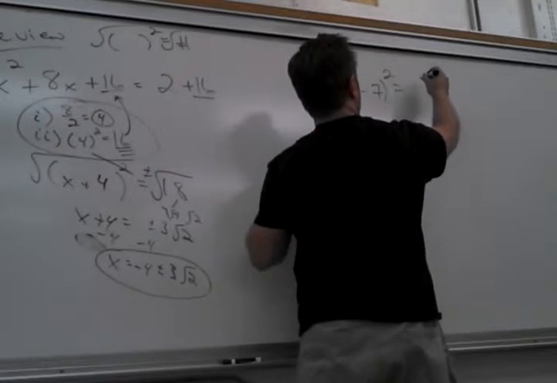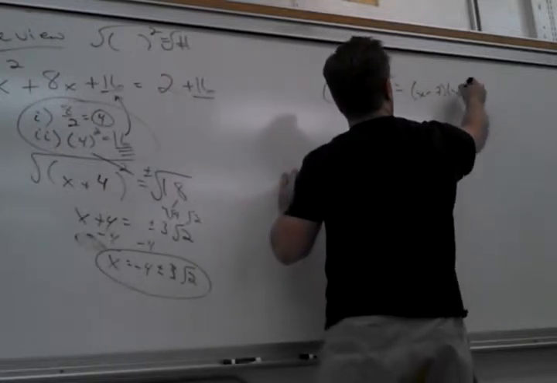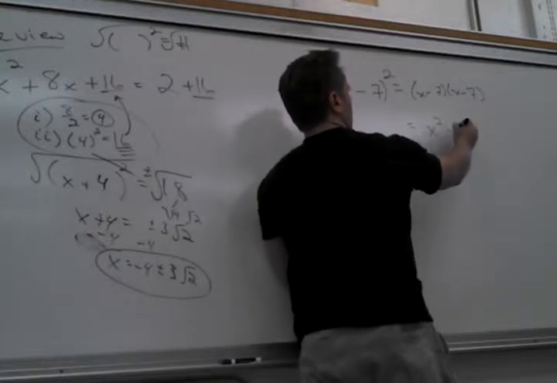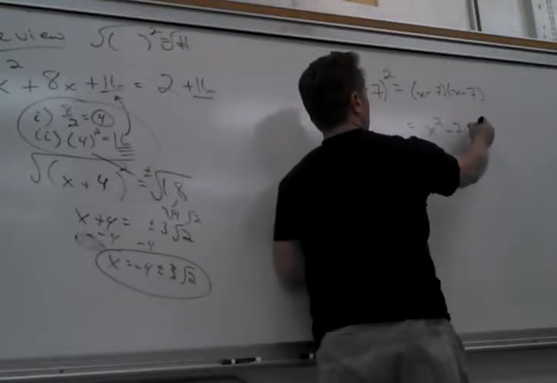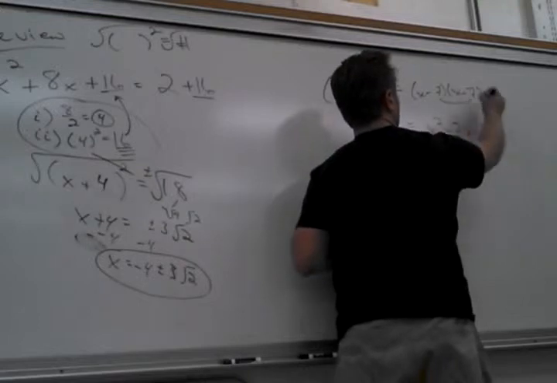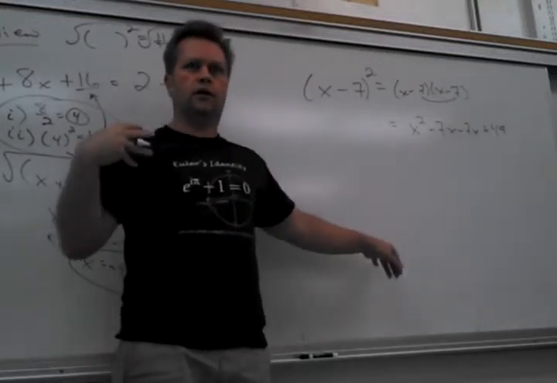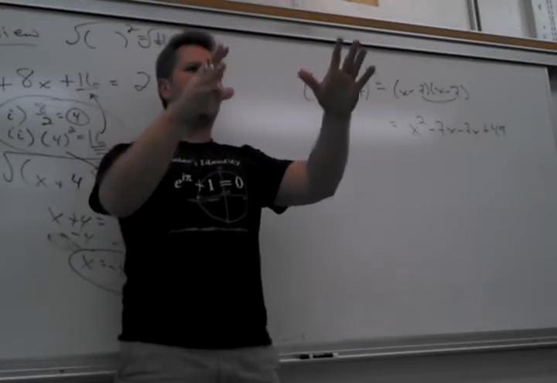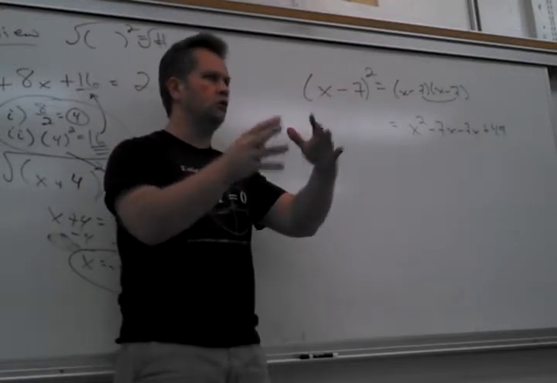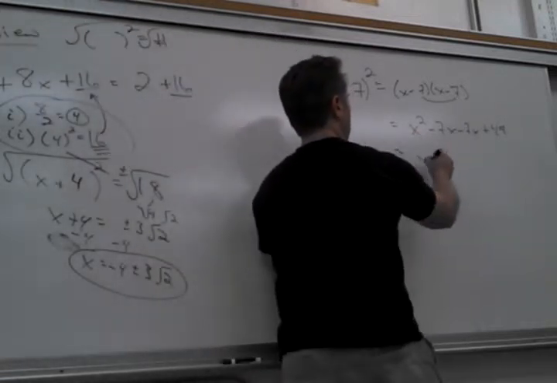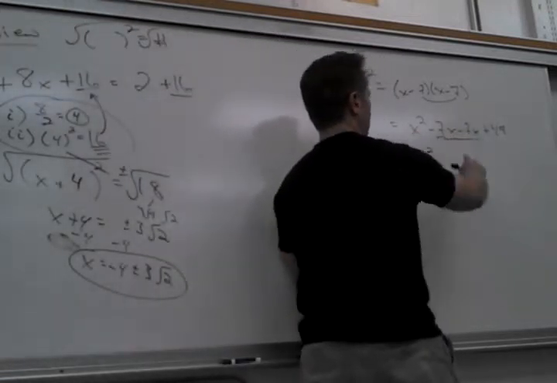What do you get if you FOIL this guy out? X squared minus 7x minus 7x plus 49. All right, everybody's cool with that, right? That's the easy way, because that's the way that you know everything. And that's why algebra is harder, because in algebra you don't know where something came from. That's why algebra is harder. That's why it's more honest about life.